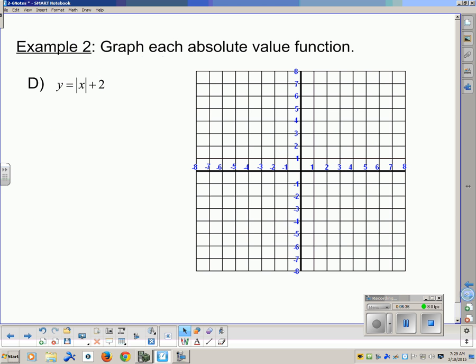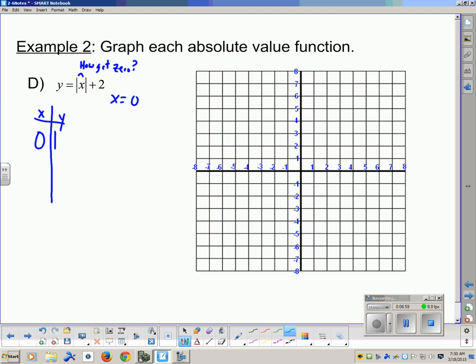So now let's look at another one. Now it's not inside; the adding and subtracting are on the outside. What do you think is going to happen? Well, let's see what happens. Again, no different from before. We want to think, how do we get 0? We get 0 in there when x is 0. So then what's the absolute value of 0 plus 2? Well, the absolute value of 0 is 0, plus 2 is 2. So I can plot the ordered pair 0, 2.